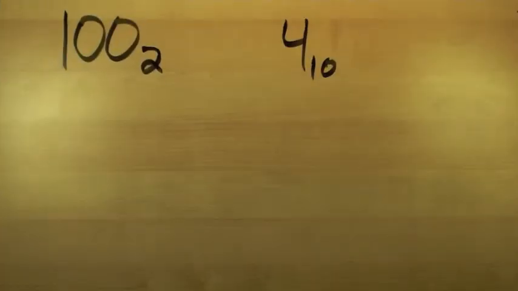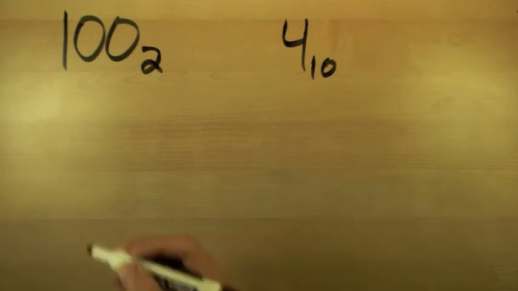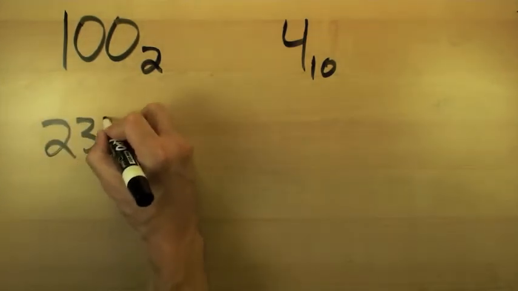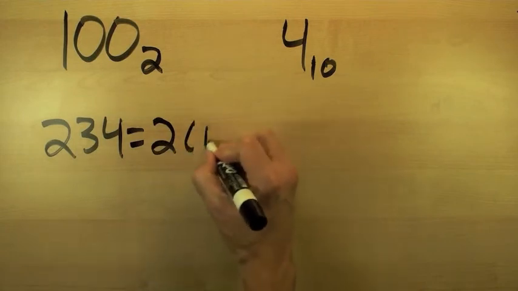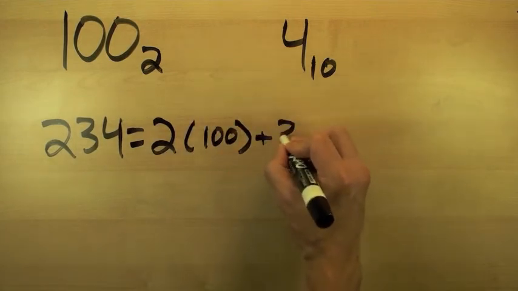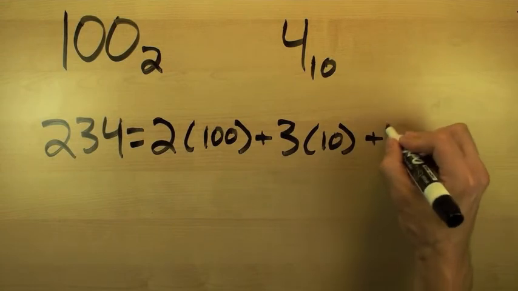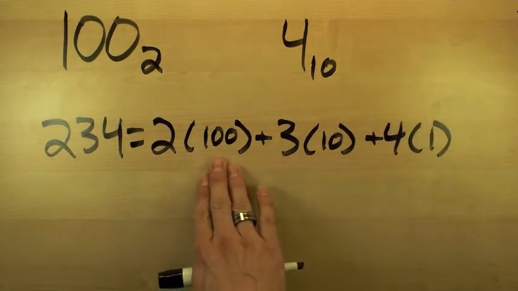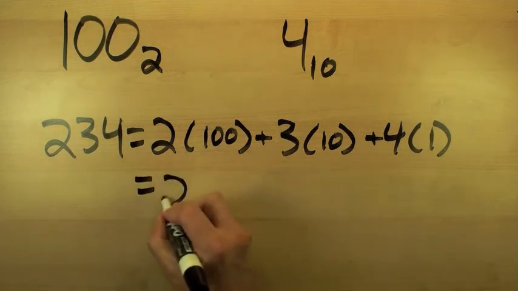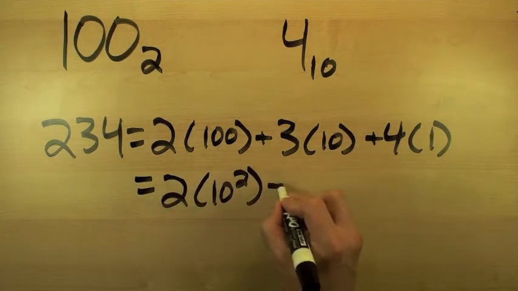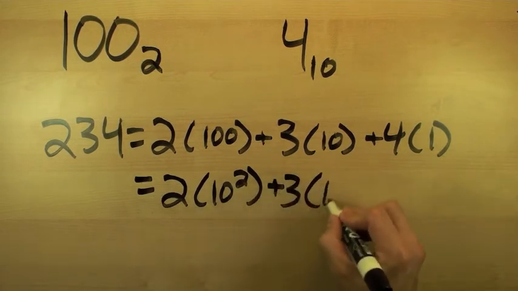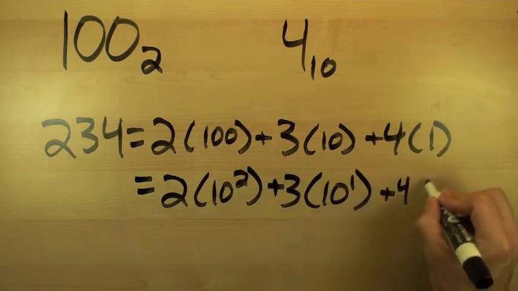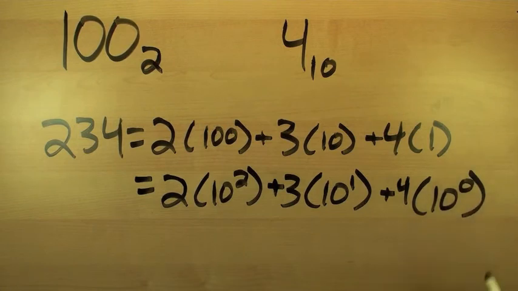Note that in base 10, numbers can be written as powers of the base. So 234 can be written as 2 times 100 plus 3 times 10 plus 4 times 1. And all the numbers in the parentheses are powers of 10. That is, this is 2 times 10 squared plus 3 times 10 to the first plus 4 times 10 to the 0. This is true for any number base.